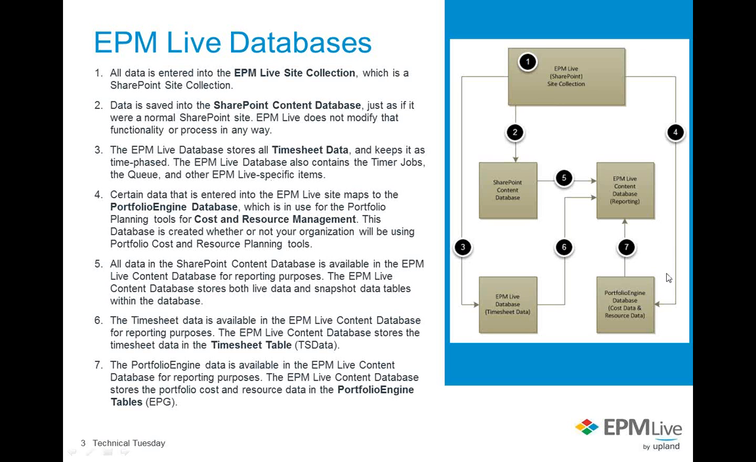Now, if we take a look over here at number 4, data is going from EPM Live into our Portfolio Engine database. And the Portfolio Engine database is specifically used for all of the EPM Live cost data and resource capacity planning data. So associating your resources, allocating them to various projects or other items in the system, or associating costs such as budgets, actual costs, doing analysis of what did you budget versus what's actually being spent versus what benefits are coming in.